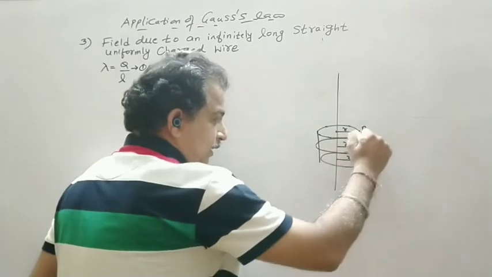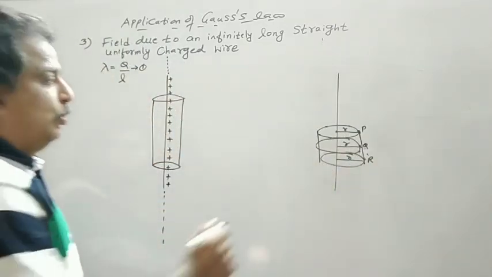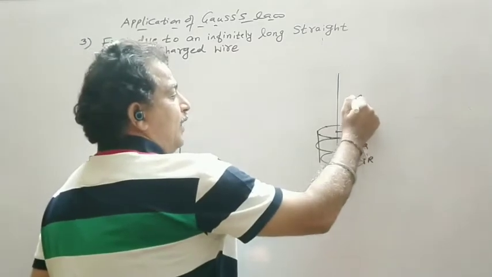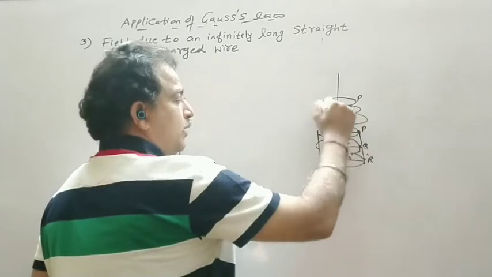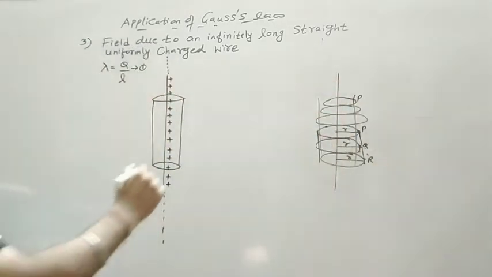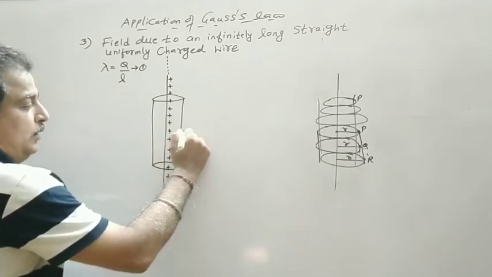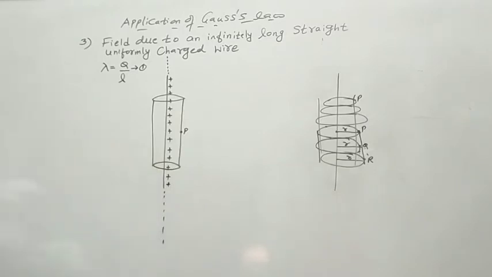So if I join this, it takes the form of a cylinder. For a point, I take a cross section. For another point, another cross section, another cross section. If I join this, it becomes a cylinder. So it is a cylinder. You can find out the electric field intensity at any point on this curved surface.